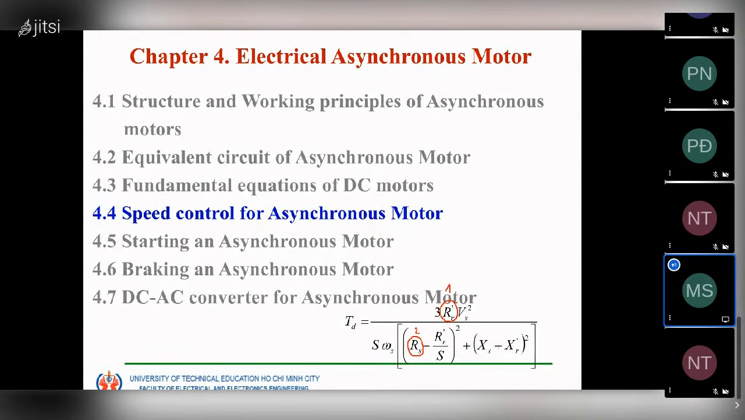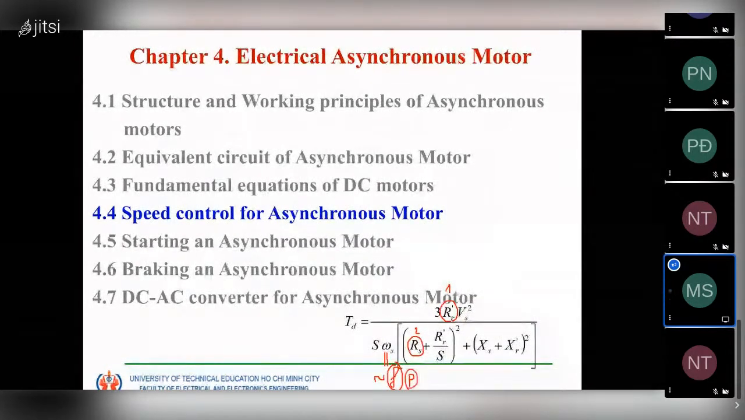We can change the frequency of the motor. Very good. Frequency. Because synchronous speed is proportional to the frequency and inversely proportional to the number of poles. So in the third method, you can change the frequency. Okay, this is number 3. Next, you can change the number of poles. Number 4. Is it right?